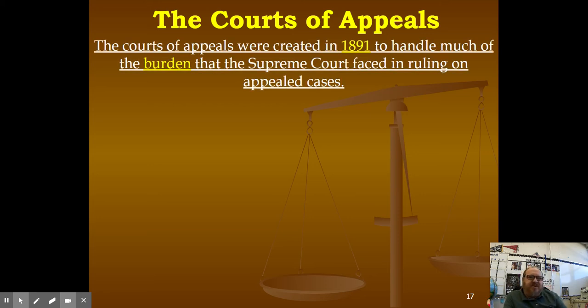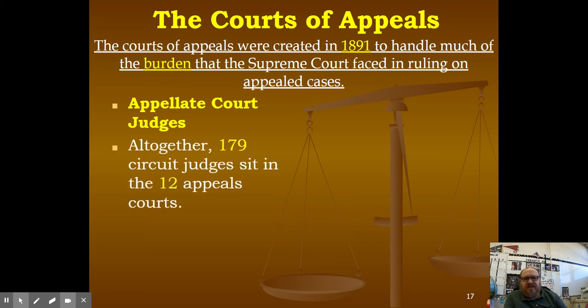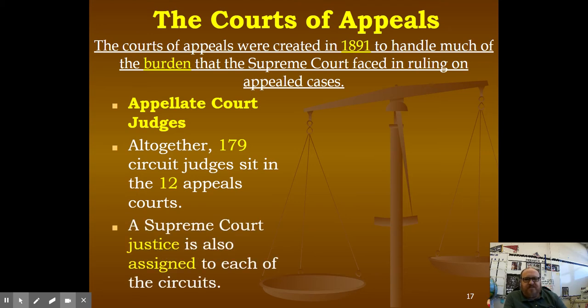The courts of appeals were created in 1891 to handle a lot of the burden from the Supreme Court. There's 179 circuit judges that sit in the 12 appeals courts. A Supreme Court justice is also assigned to each of those, so they're kind of like the head, over each of those.